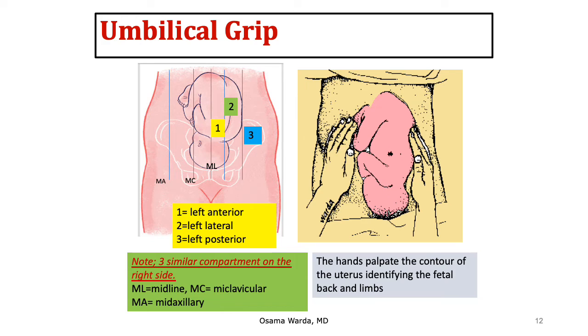We have area 1 here between the midline and the left mid-clavicular line, and this is termed the left anterior area. The second on the left side is termed the left lateral or left transverse area, and the third is the left posterior area. The same applies on the right side.